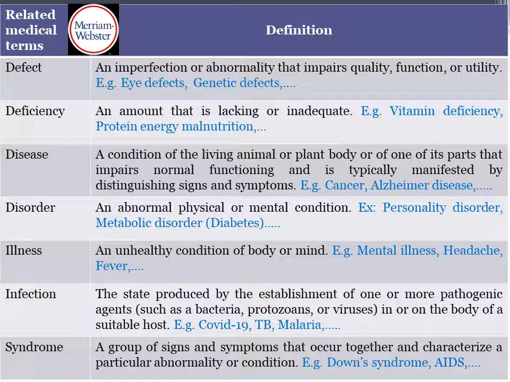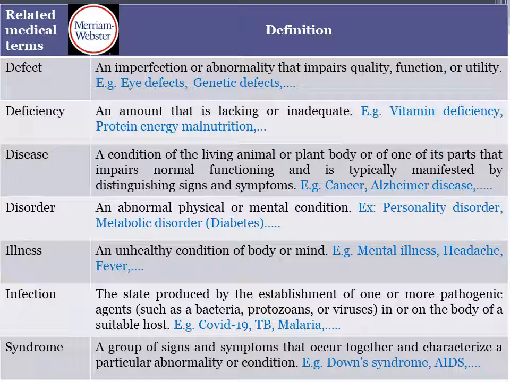Next, coming to illness. Illness is also a very common and wide term when we refer to an unhealthy condition of our body or mind. For example, headache and fever are illnesses. In school days, in a leave letter, we used to say that I am not well, or I was ill, so it refers to it. A lot of different terms can come under this.